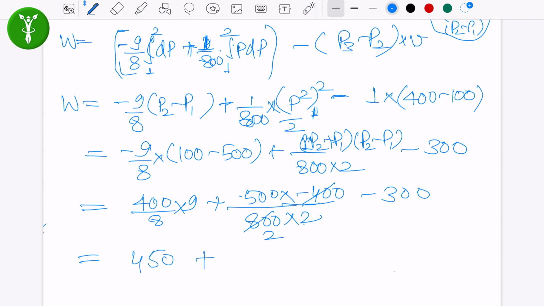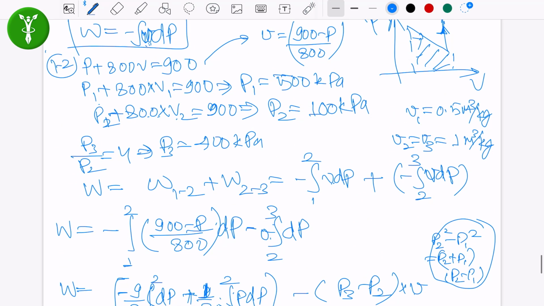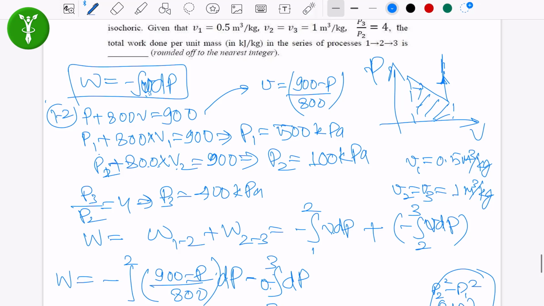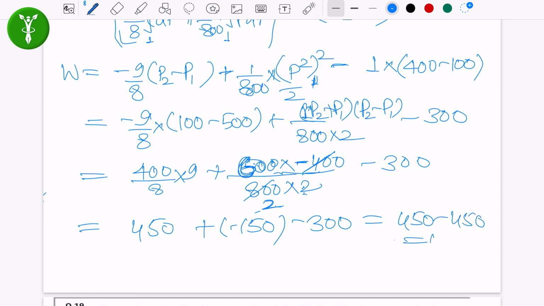I think there is some mistake. P1 and P2 are 500 and 100. When we add them, that will be 600. Okay, the earlier value was incorrect. So 400 cancels 800. So 2, so 600 by 2. Don't miss the negative sign, 600 by 4. Okay, this will be minus 150. And here minus 300. So this will be 450 minus 450. It is equal to 0.